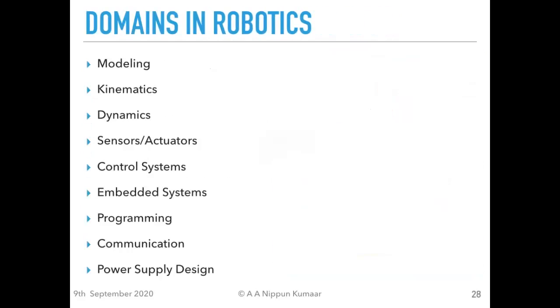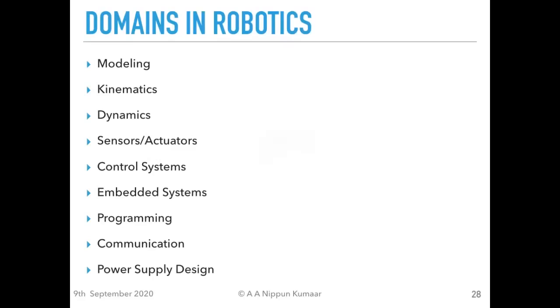I'm a computer science engineer or a student, will I have a role to play? I'm an electrical engineer, will I have a role to play? So to just answer those questions, I have put this slide. If you try to break down all robotics into different subsystems, these mini systems are one way to put it. Modeling, kinematics, dynamics, all these things come under the mechanical structure, the physical structure of any robot. So obviously a mechanical engineer will have a role to play there.